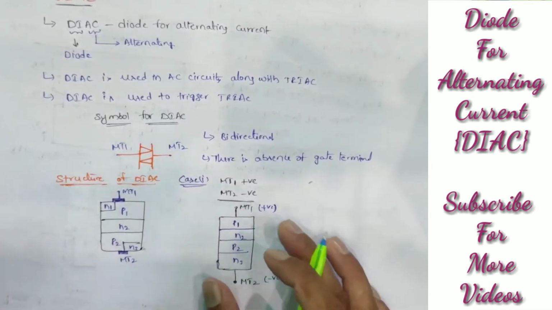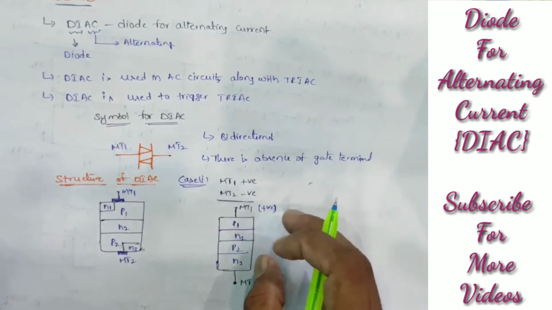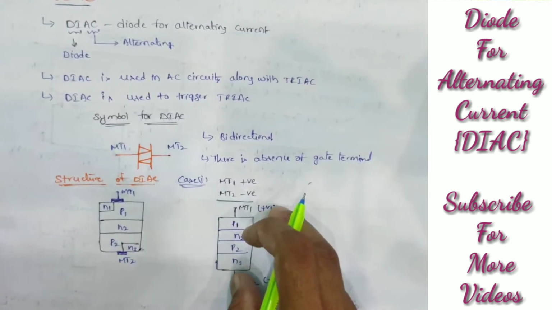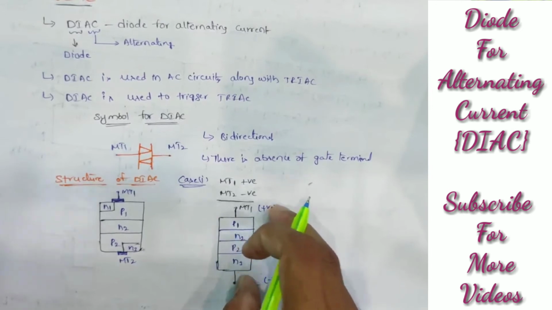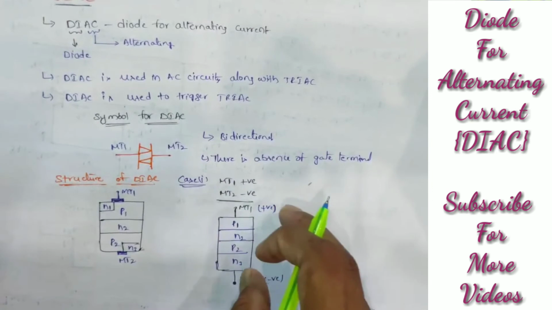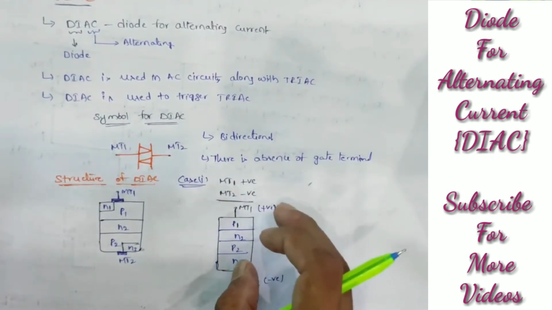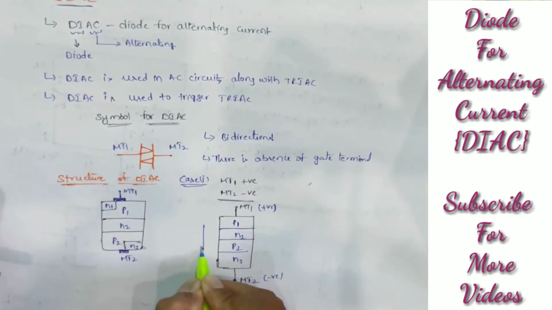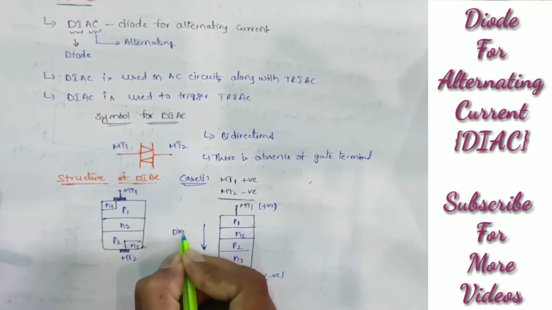In this case, this structure is similar to the SCR in the forward conduction mode. In the SCR we have the gate terminal, but here we are not having any gate terminal. So in this case the state is in forward blocking mode. So here the current direction is like this, that is MT1 to MT2. This is the direction of current.